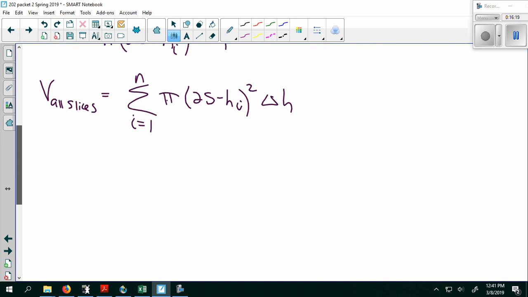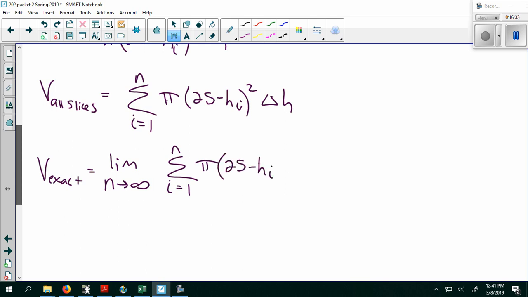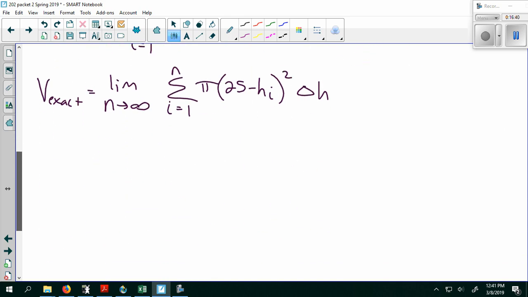Then my exact volume is the limit as n goes to infinity of this sum of all my slices. And that is the definition of an integral. That is a limit of a Riemann sum. So that's the integral. Translate, this is pi times 25 minus h squared dh.